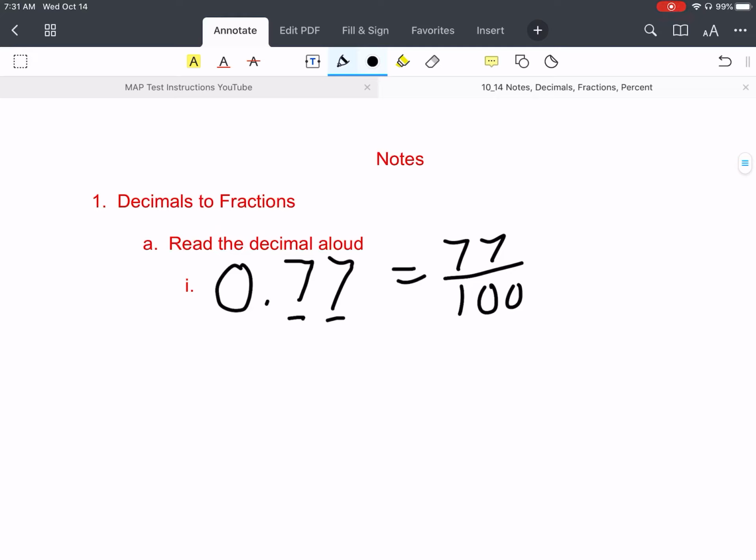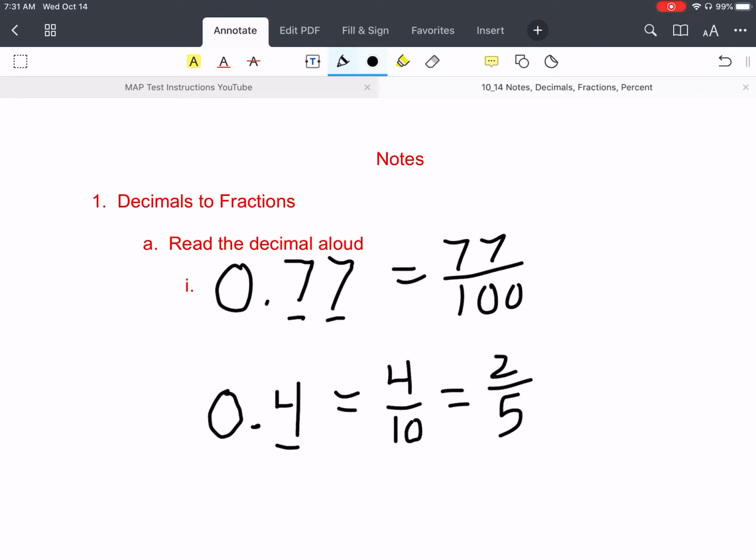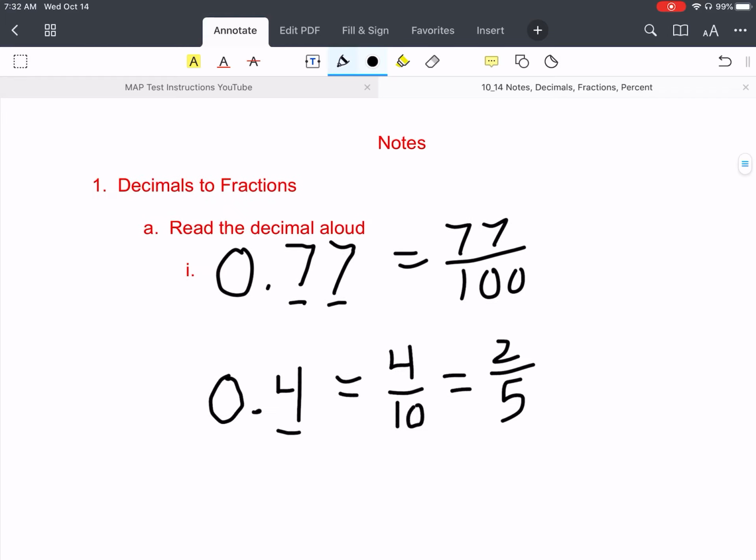Another example would be if we have, let's say, this. Well, this would be in the tenths, so this would be 4 tenths. So our fraction would be 4 tenths, and we can simplify that to 2 fifths. Notice that I'm writing these notes in black, because if you were watching the video, you might already know how to do some of these, and you don't need to write down the notes.